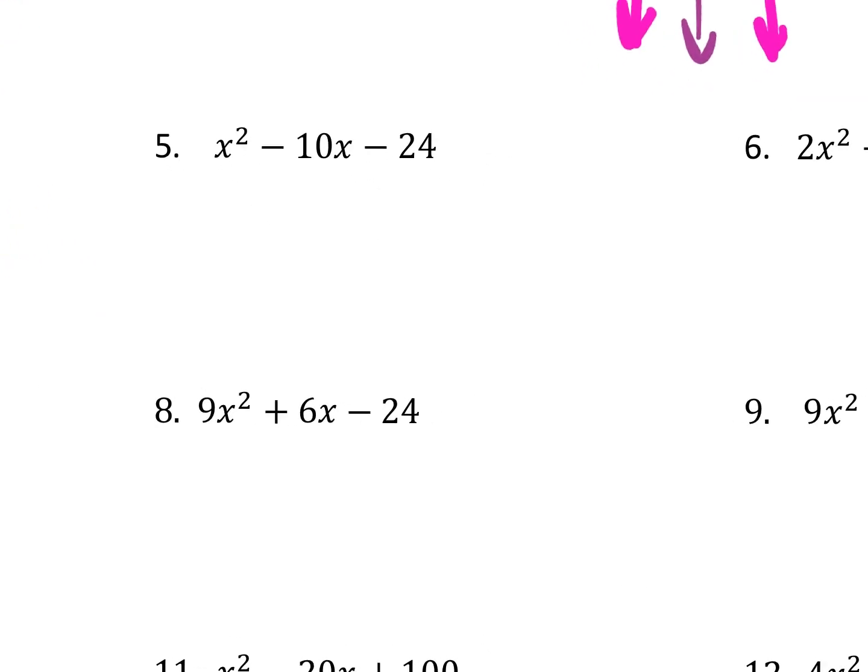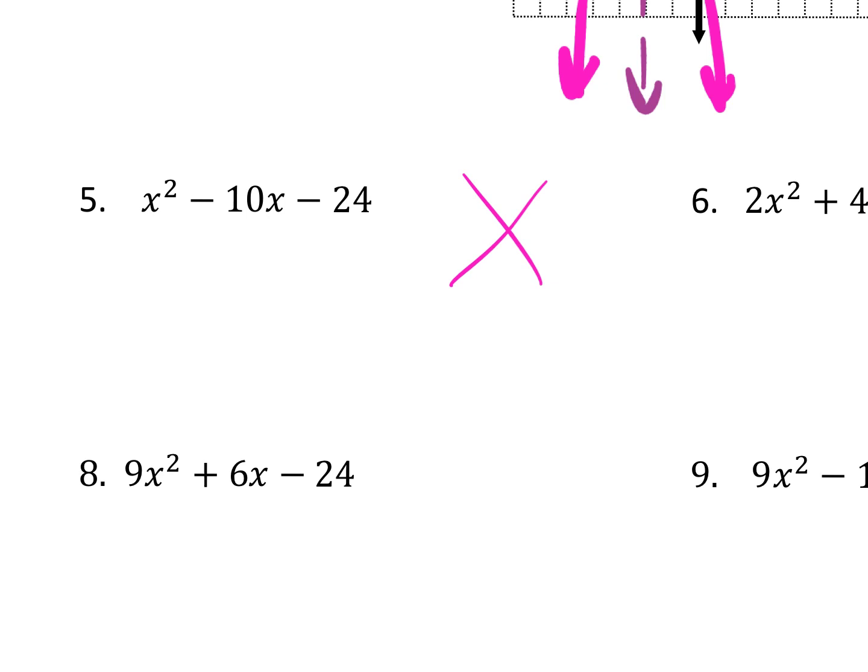Number 5, you are doing star method. What can you multiply to get a negative 24 that you can add to get a negative 10? Your a value, that's this guy, is 1. Be careful with this one, because people see this and they go, oh, 6 and 4 gets you 24 and 6 and 4 gets you 10. That's not actually it this time. It's negative 12 and positive 2. So this would be x minus 12 and x plus 2.